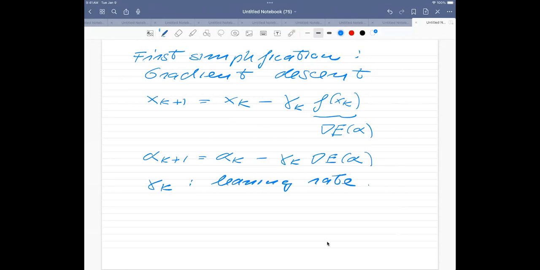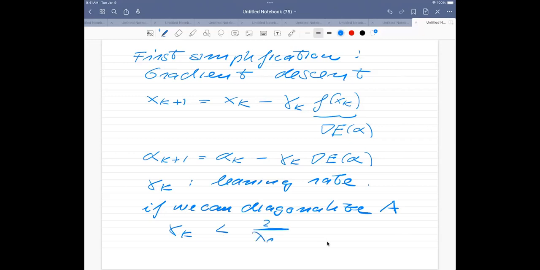Now, if you can diagonalize that matrix A, which we call the Hessian matrix, then you can actually show that this gamma of k should be smaller than 2 divided by the largest eigenvalue of this matrix A. That's a mathematical requirement, which I'm just stating, but which you can find in that textbook by Boyd and Vandenberghe, the one which I mentioned in the beginning of the lecture. So if you can diagonalize, you can do that.